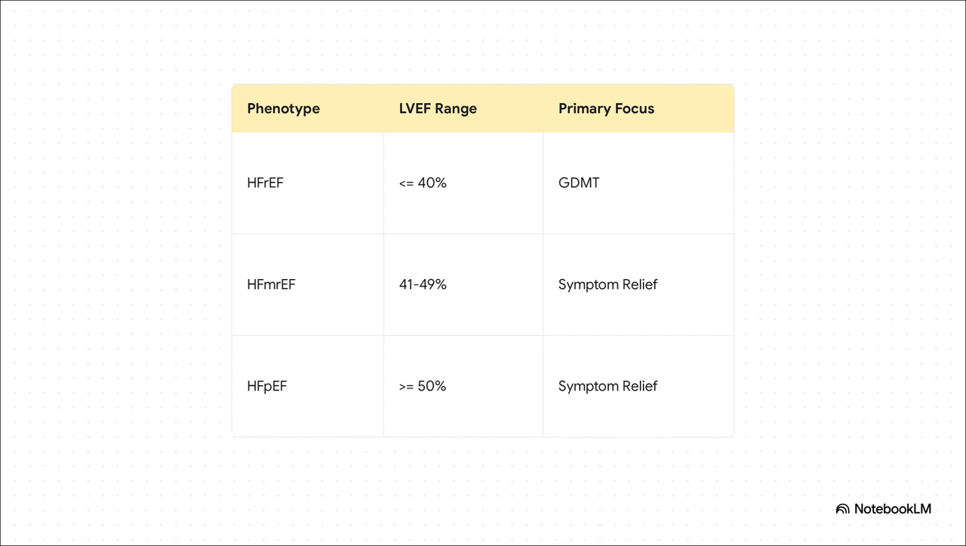When we look at the spectrum of heart failure we're dealing with, we separate patients into 3 main phenotypes based on their LVEF range. You've got HFrEF, which is heart failure with reduced ejection fraction at 40% or below. Then you have HFmrEF, mildly reduced, hitting between 41 and 49%. And finally, HFpEF, preserved ejection fraction at 50% or above. Now, notice how our primary focus completely changes based on that single number. If it's reduced, we go all in on disease-modifying therapy. If it's mildly reduced or preserved, the focus shifts heavily towards symptom relief and managing comorbidities.